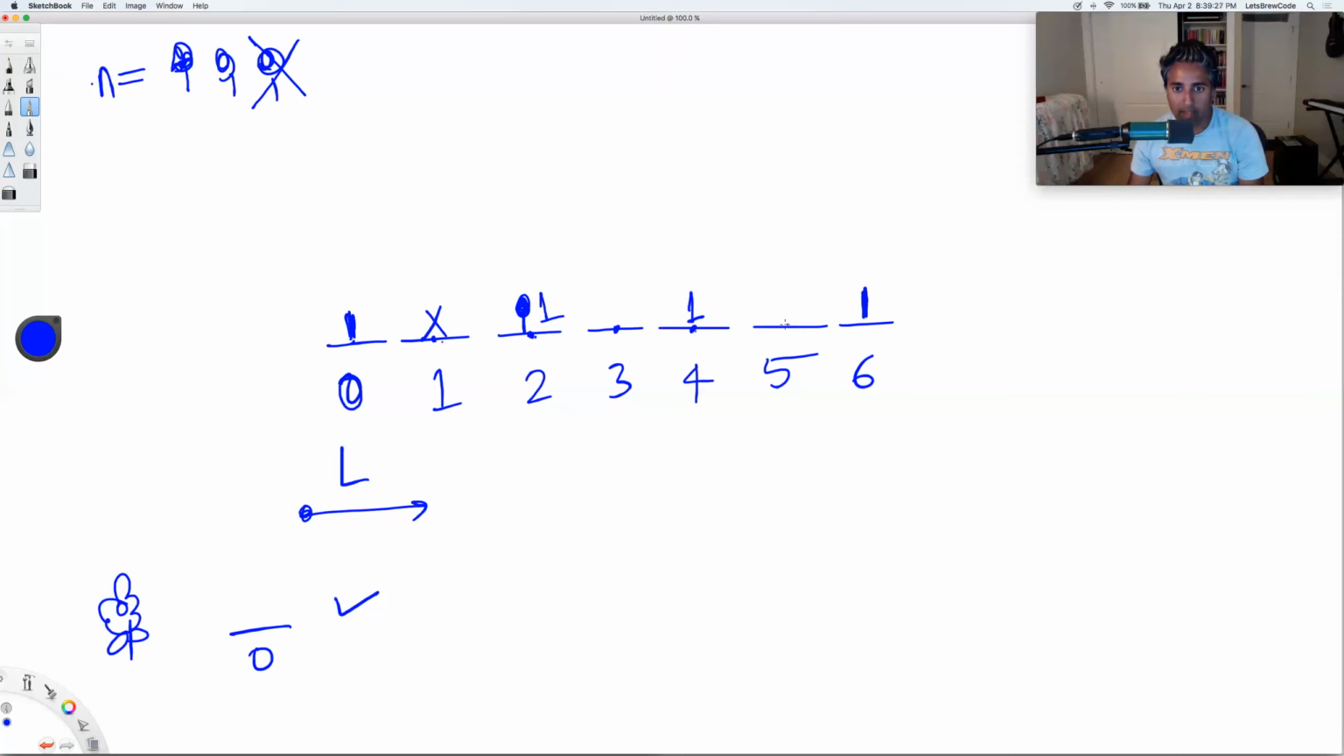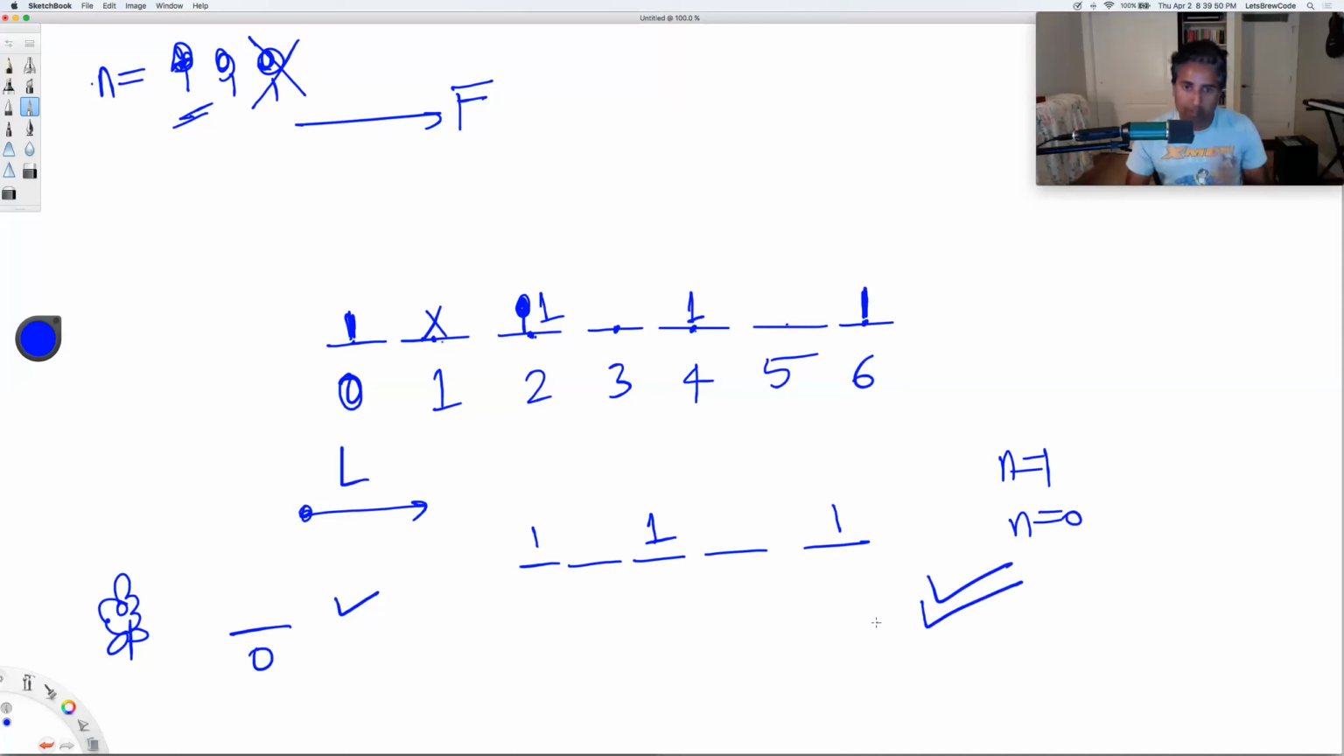And when I reach the array end, if I have not finished all the flowers here, then my answer is false. But at any point of time, suppose this was the situation, you have one and one. And suppose you have only one flower to plant. So you come here and you plant it. If at any point of time your n becomes zero, then your answer is true. You stop there.